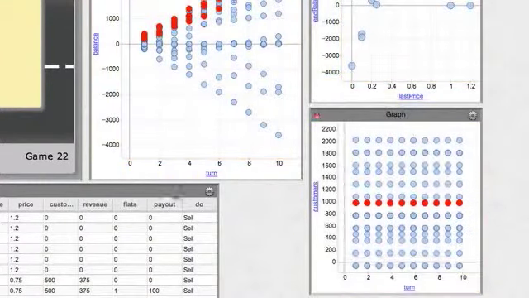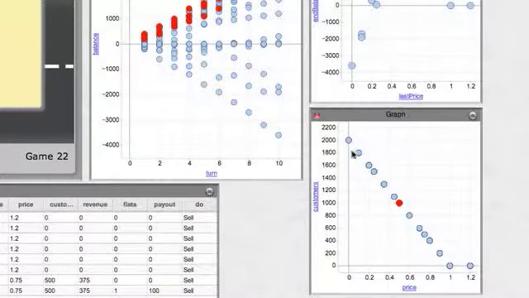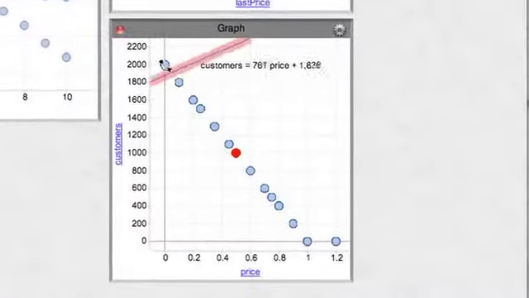Let's look at the number of customers we get as a function of the premium price. Wow, it's a straight line. And look at the direction. Have students explain why this makes sense. That is, the more you charge, the fewer customers you get.